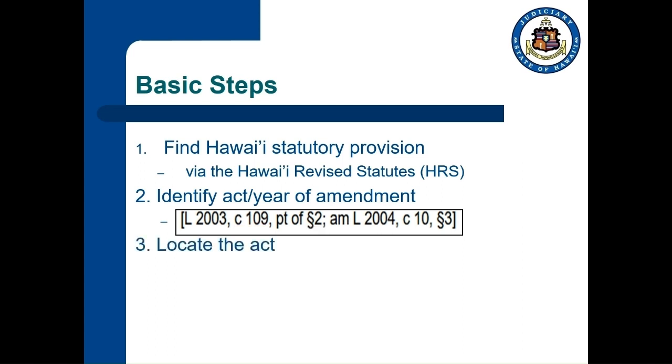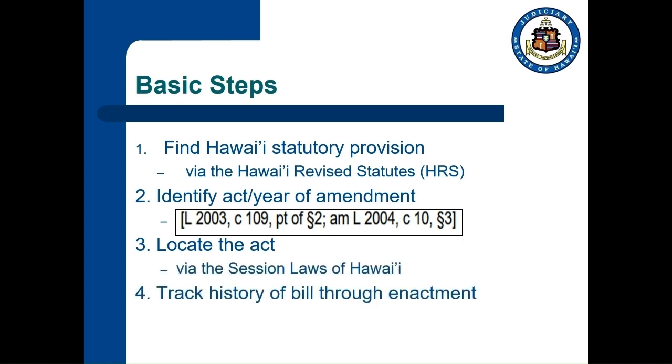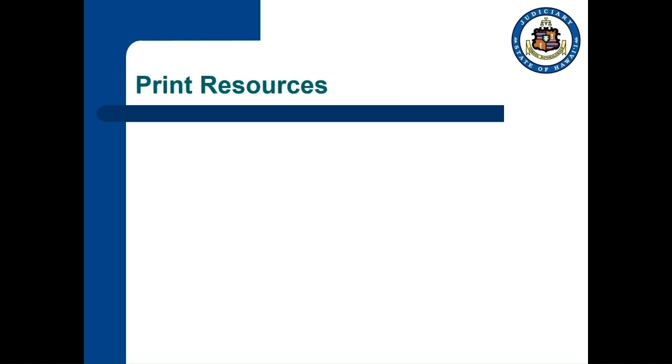Next, you'll need to find the full text of the act via the Session Laws of Hawaii, and then finally, you can track the history of the bill for the act through its enactment via the House and Senate committee reports and testimony. If you prefer to do your research using print resources rather than online, or if the act you're interested in has a history going back further than 1959, you can also come visit us at the Supreme Court Law Library to conduct your research using our print materials.